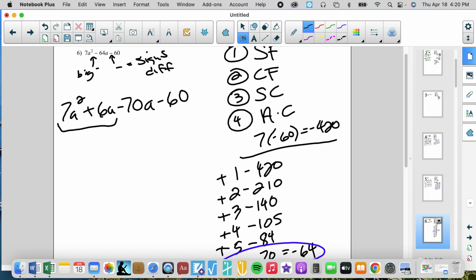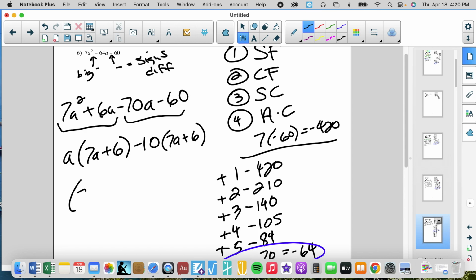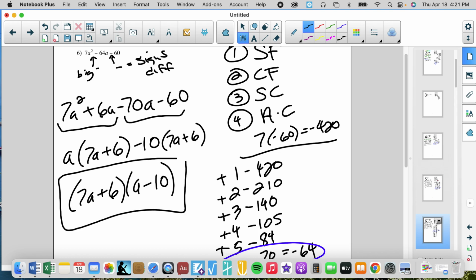I'm going to factor by grouping. I can factor out an A. That gives me 7A plus 6. I'm going to factor out a negative 10, which gives me 7A plus 6. So it's 7A plus 6 times the quantity A minus 10. All right, that was long.